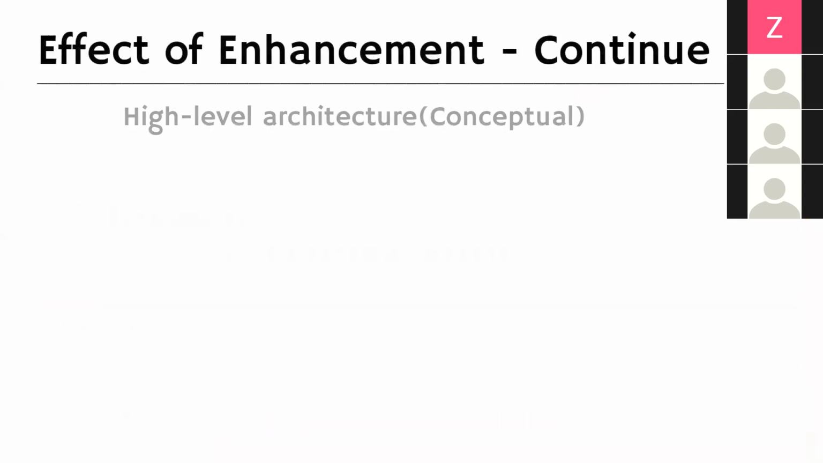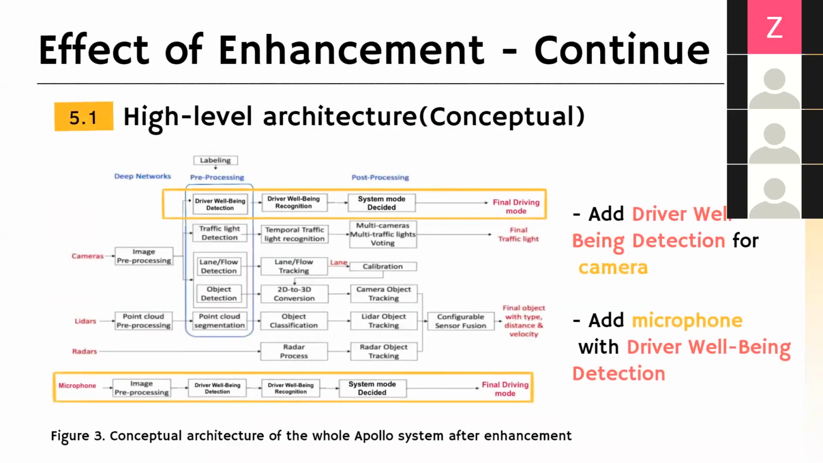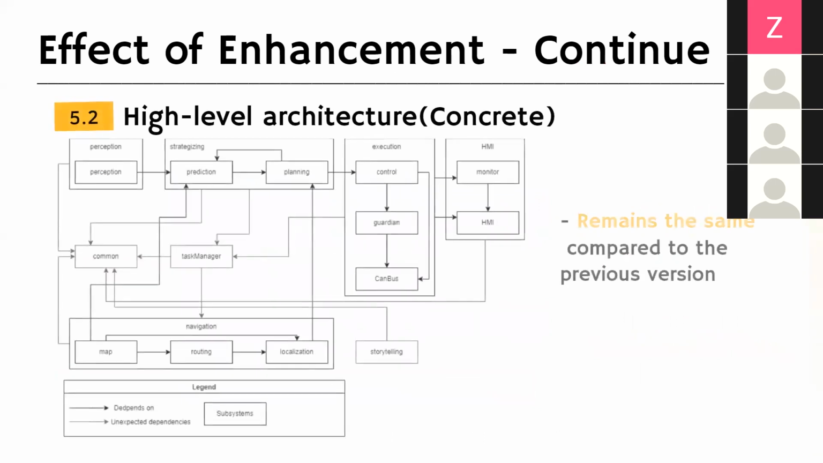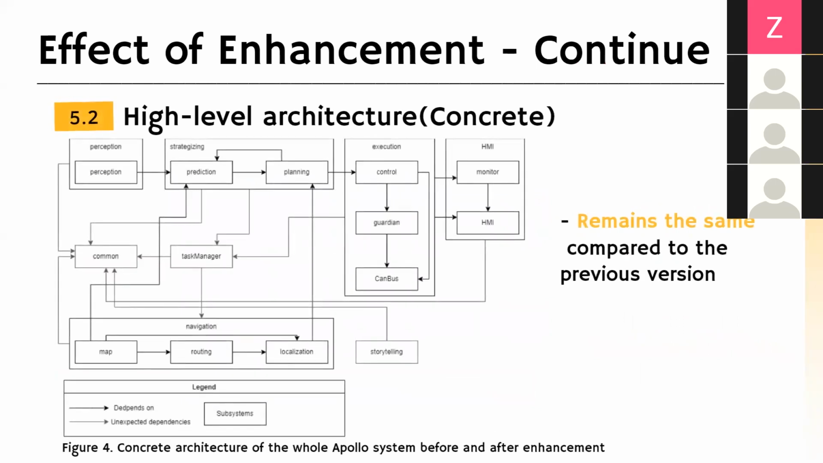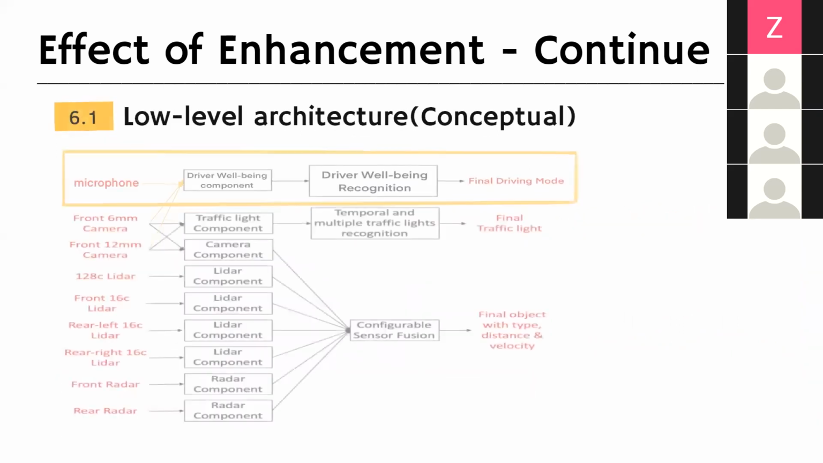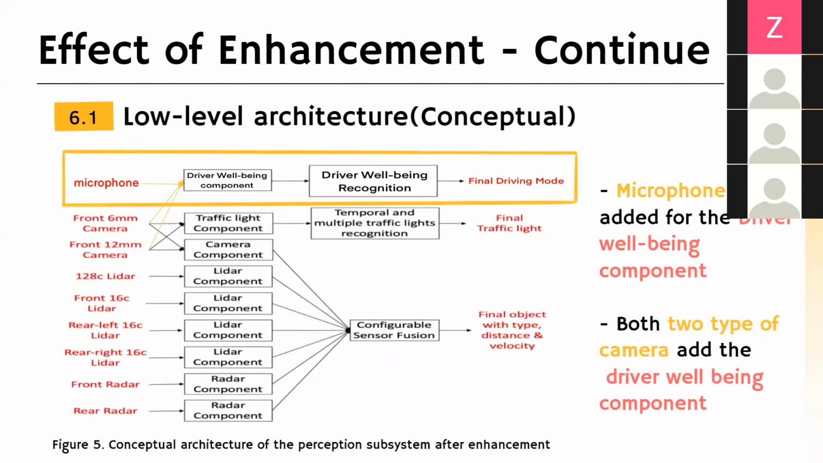For conceptual high-level architecture, as shown by the yellow box in Figure 3, it adds driver well-being detection for the camera and adds a new device, a microphone, with the same function. For concrete high-level architecture, it remains the same compared to the previous version mentioned in A2. For conceptual low-level architecture, as shown by the yellow box in Figure 5, the microphone and 2 types of camera function as driver well-being components.